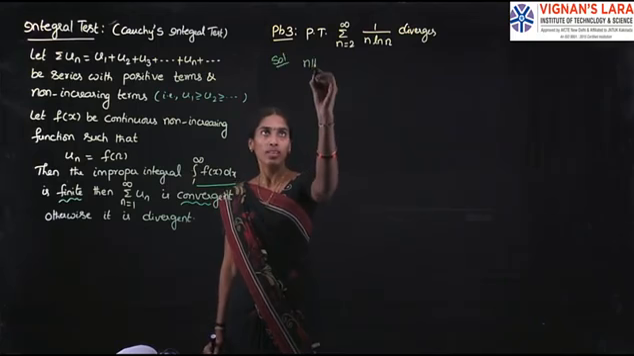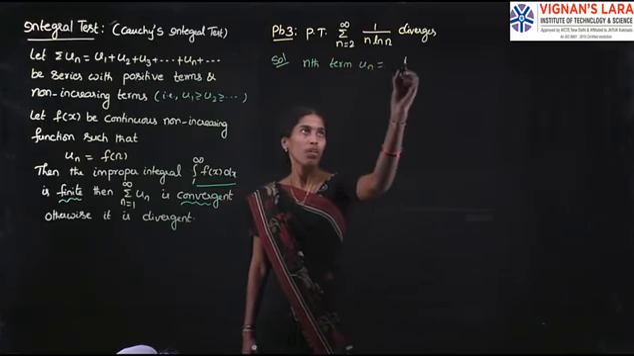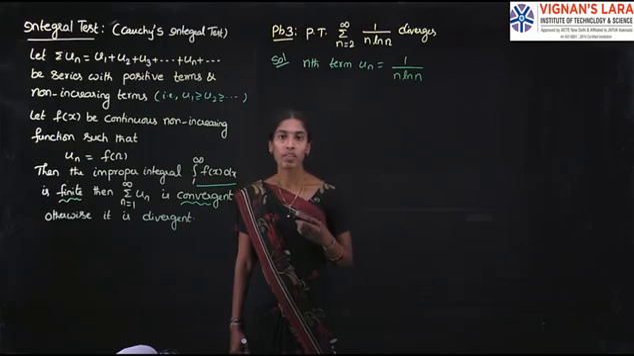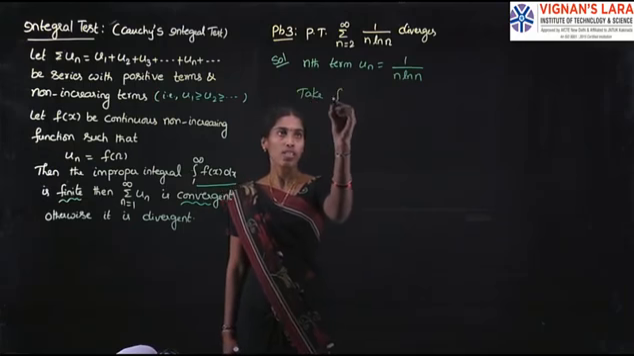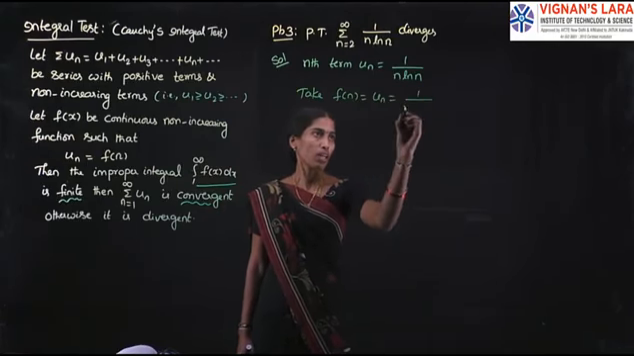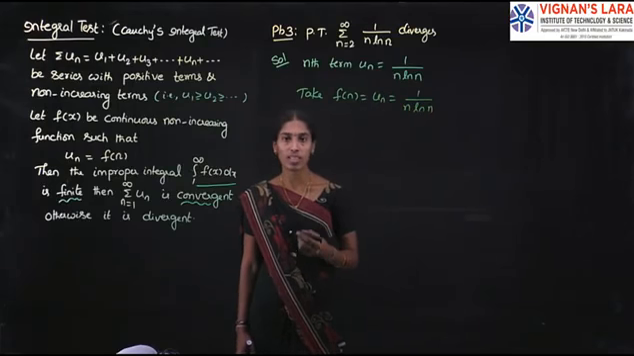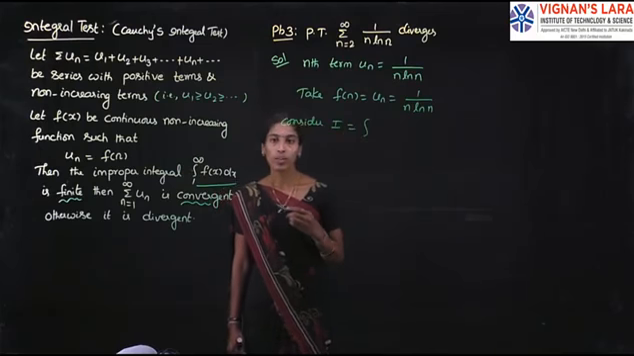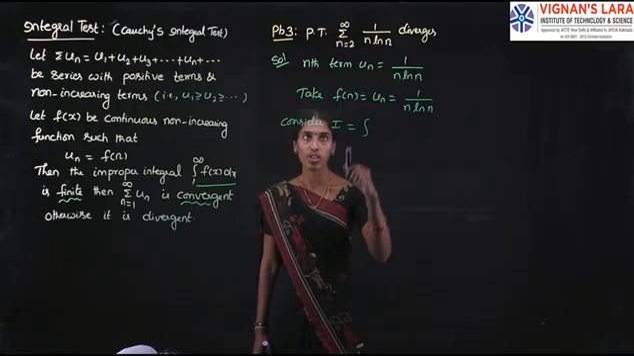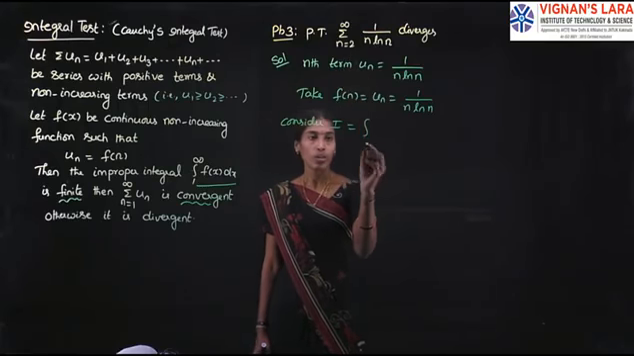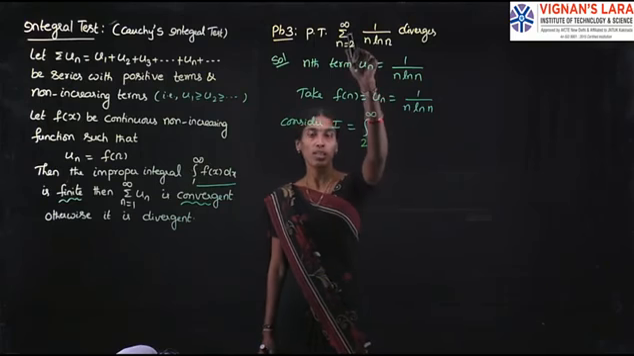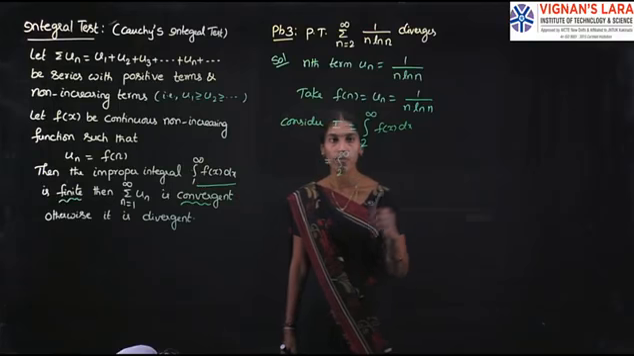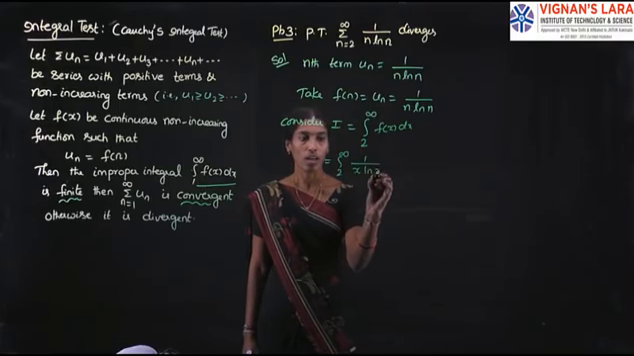Here what is un? The nth term un is equal to 1 by n into ln of n. To apply the integral test, we have to take f of n as un. So take f of n is equal to un, which is 1 by n into ln of n. Ln of n means log base e. Now consider integral I is equal to integration. To write the limits, we have to be careful about this summation sigma, where n starts with 2. So the integration lower limit is 2 and the upper limit is infinity, f of x dx, which is integration 2 to infinity 1 by x into ln of x dx.